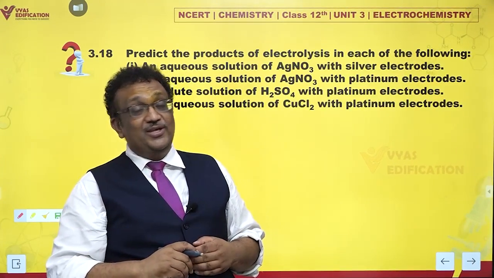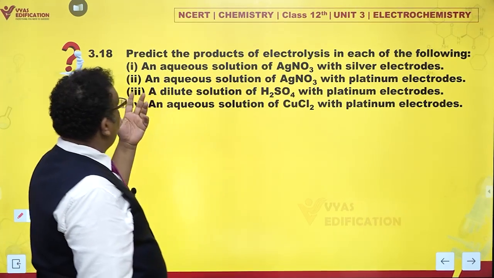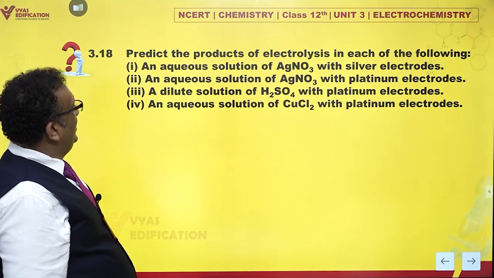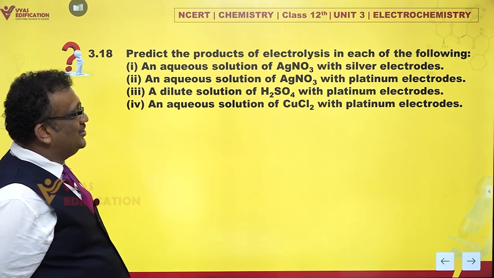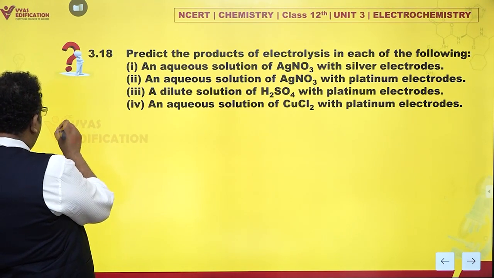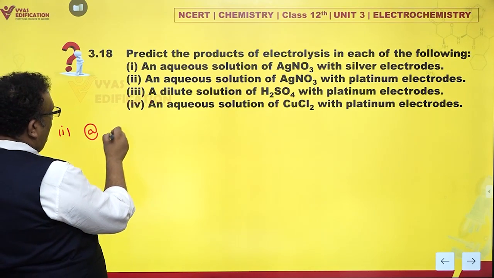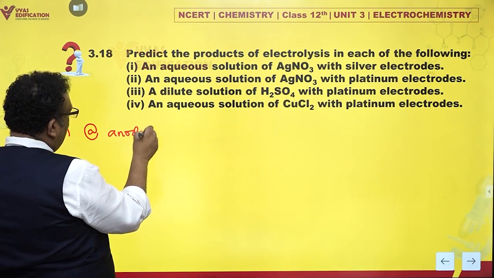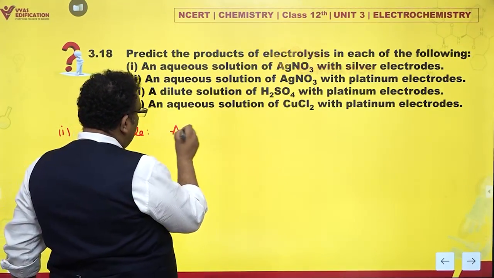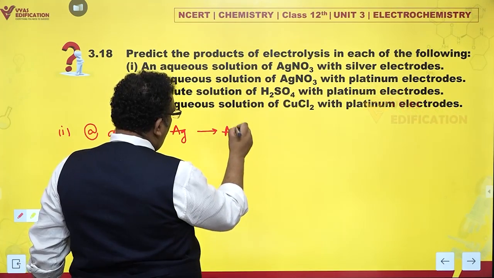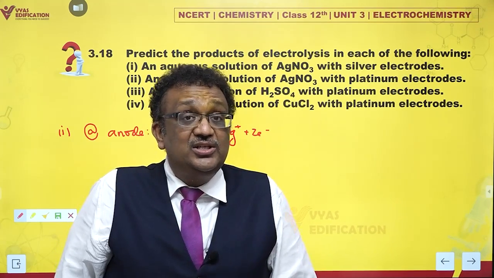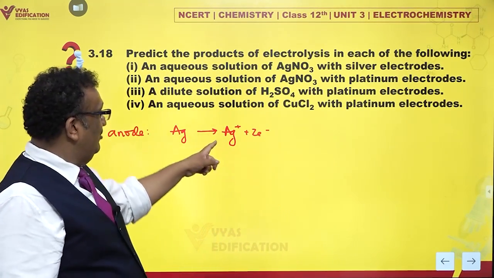And there comes a question based on electrolysis, which says, predict the products of electrolysis in each of the following. 1. An aqueous solution of silver nitrate with silver electrodes. Now, what happens? See, in case 1, at anode, if you have silver electrodes, then silver gets oxidized, preferably as compared to water or anything else. So the anodic silver actually reacts and dissolves in water, forming silver ions.